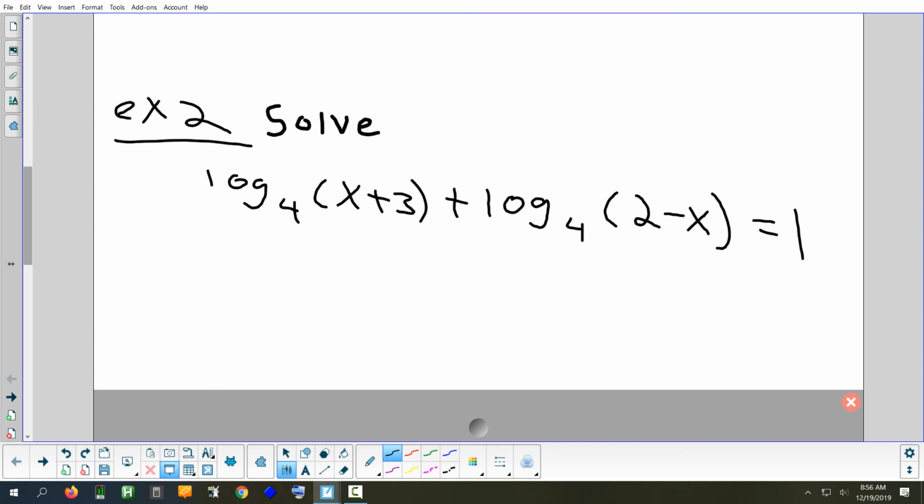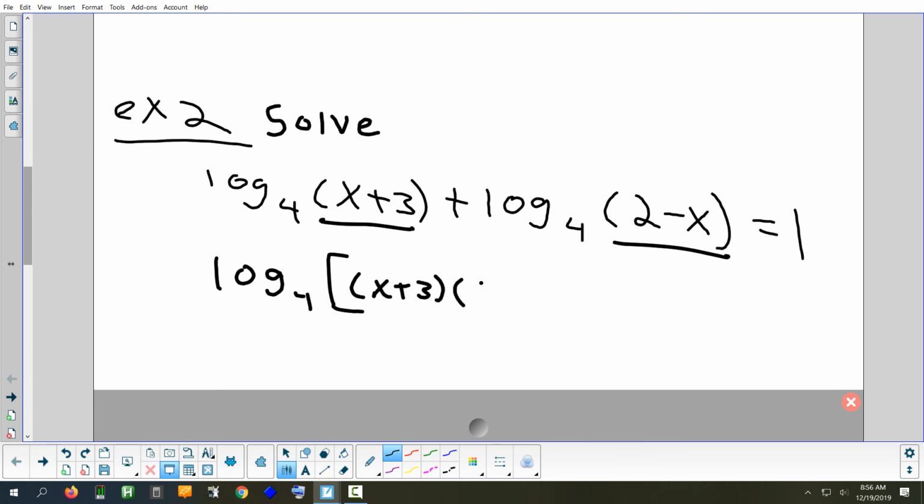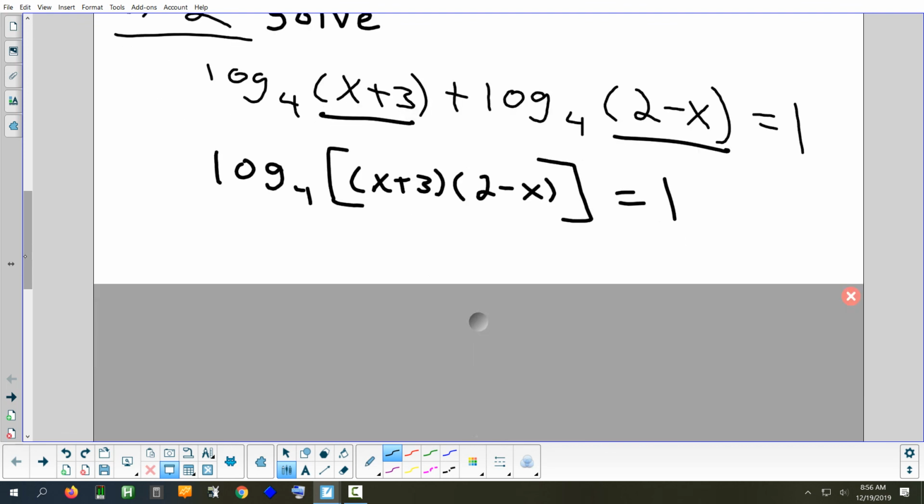All right. So these 2 logs are added. When we combine them, we're going to have 1 log. When you have addition, how does it recombine? What operation do you use? Multiplication. So we need to take the 2 arguments and multiply them together. Okay, so I'm going to just put a bracket and put x plus 3 times 2 minus x. So the addition turned into multiplication.